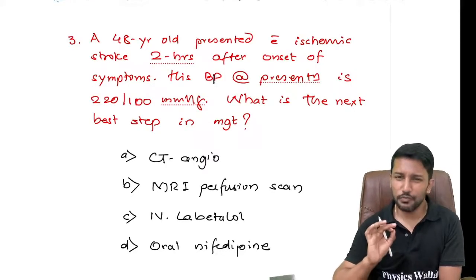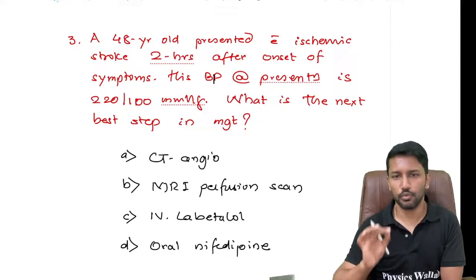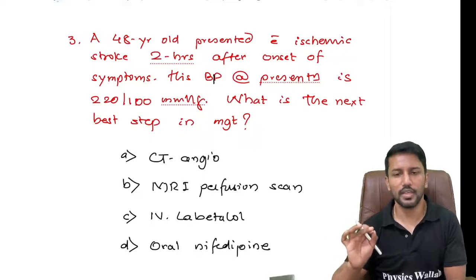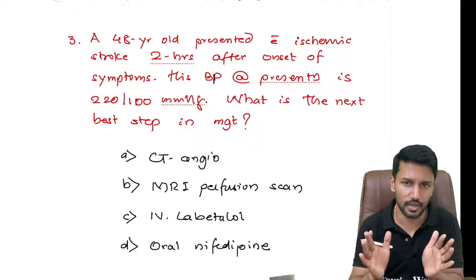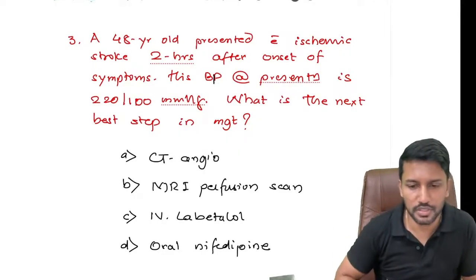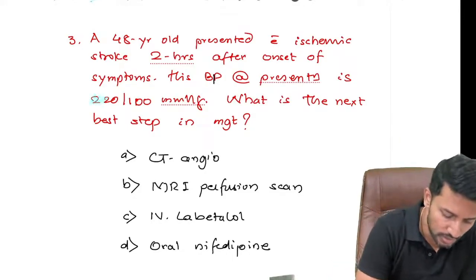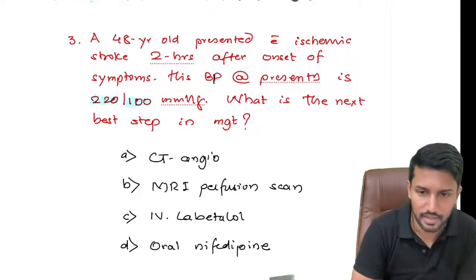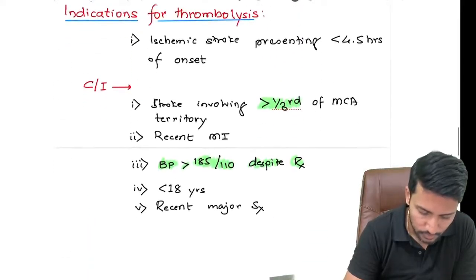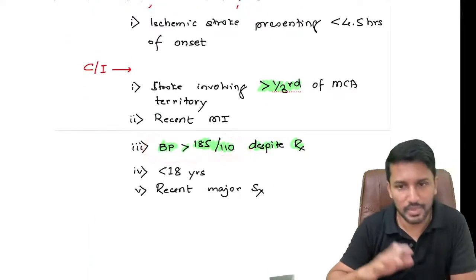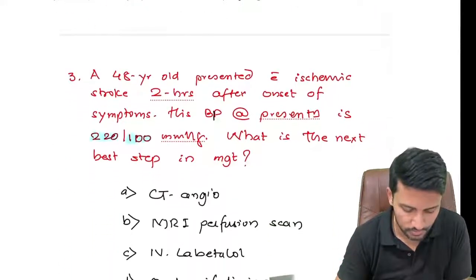Well, do you think this patient is fit for thrombolysis right away? What are the indications? Patient should present within 4.5 hours of the onset of ischemic stroke, and there should be no contraindication. Is there any contraindication in this patient's story? Yes, there is a contraindication. What is the contraindication? Yes, you are getting a BP of 220 by 100, right? As I have already mentioned, when BP is more than 185 by 110, it becomes a contraindication. So now tell me, what is the next step you would be thinking of in this question?